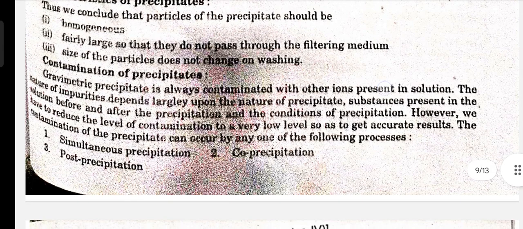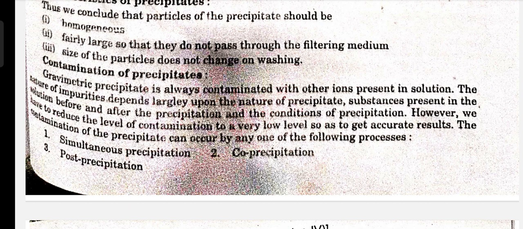Contamination of precipitate. A gravimetric precipitate is always contaminated with other ions present in solution. The nature of impurities depends largely upon the nature of the substances present in the solution before and after the precipitation, and the conditions of precipitation. However, we have to reduce the level of contamination to a very low level so as to get an accurate result. The contamination of the precipitate can occur by any one of the following processes.